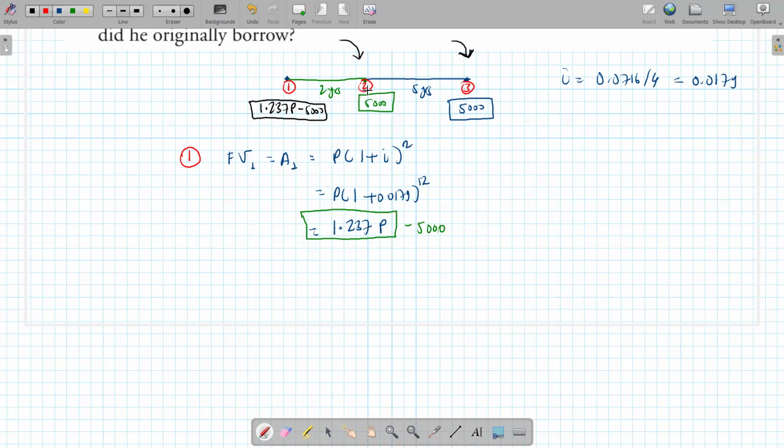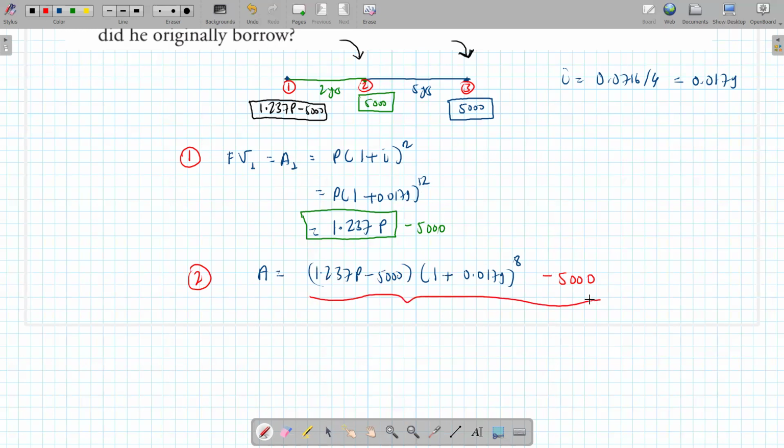So this is his principal. Now we do the exact same thing here. So at time 2, his amount will become the principal amount, 1.237P minus 5,000, times (1 plus i) to the power of n. 2 years, so that'll be 2 times 4, 8. And again, at this point, he pays off 5,000, right? So this is going to be the amount that he owes.